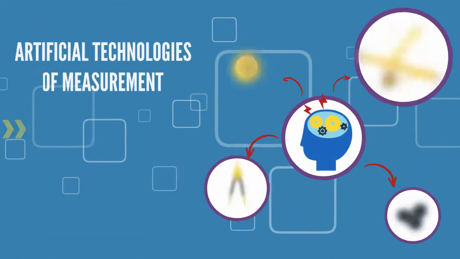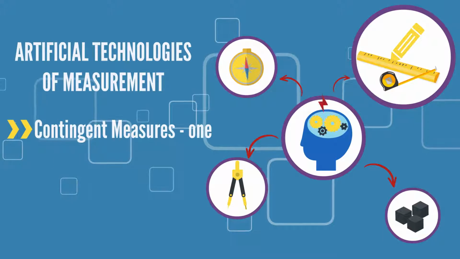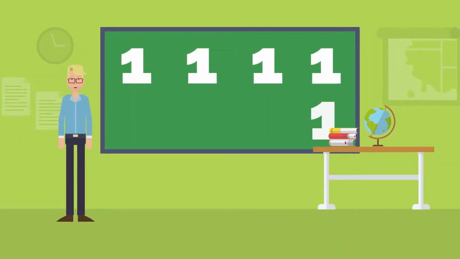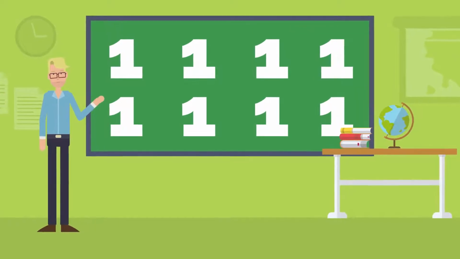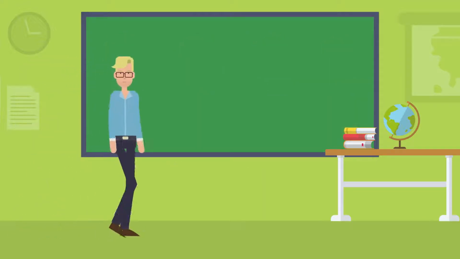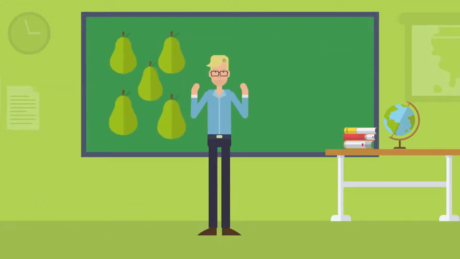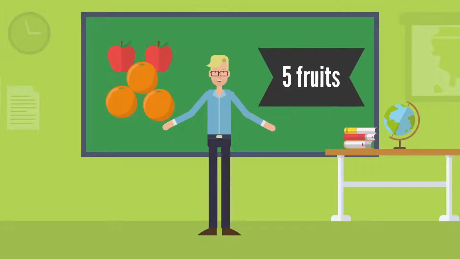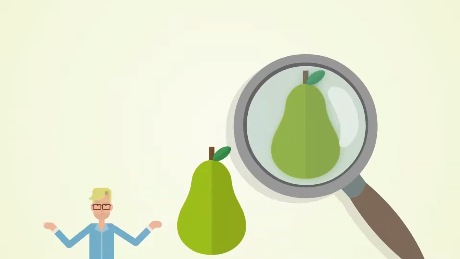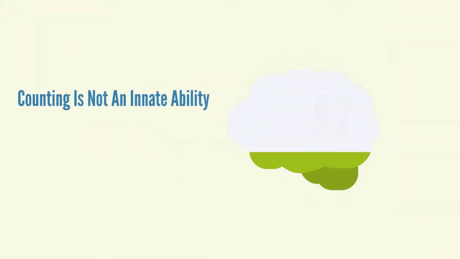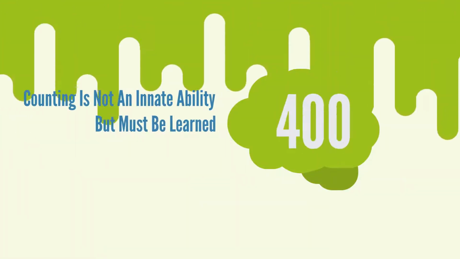Artificial technologies of measurement, contingent measures, one-to-one correspondence. The basis of artificial measurement technologies as such is counting. We can count things that we consider the same. In some specific and/or general sense, 5 pears equals 5 pears, 2 apples and 3 oranges equals exactly 5 fruits. The fiction that one pear is the same as another is easier to grasp than that an apple and an orange are similar. Counting is not an innate ability, but must be learned.